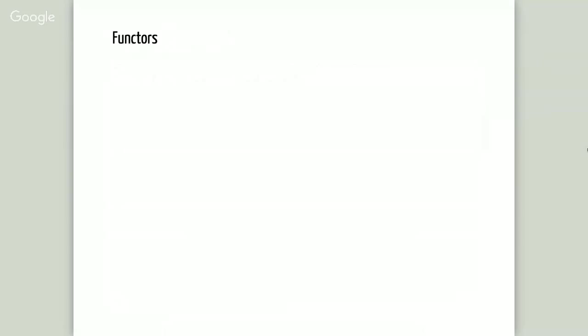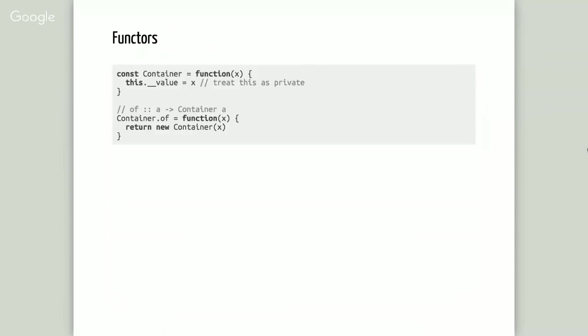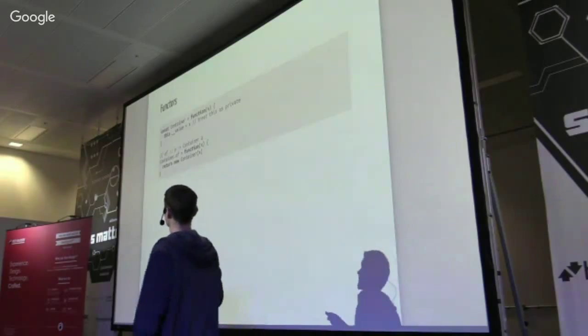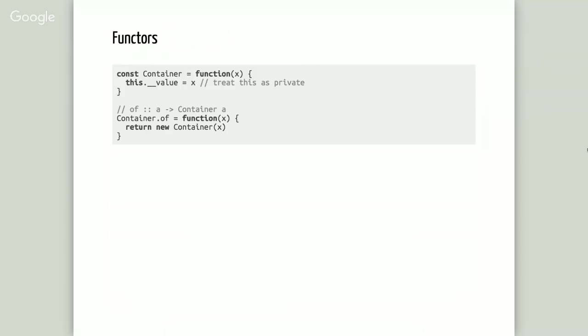So the solution for this problem comes from something called functors. So let's introduce something which we're going to call a container. And what this container does is just take a value x and store it in an instance variable, which we're going to treat as private. So we're never going to access this underscore value. And we're also going to define a static function called of, which is going to take a value and put it in a container for us.